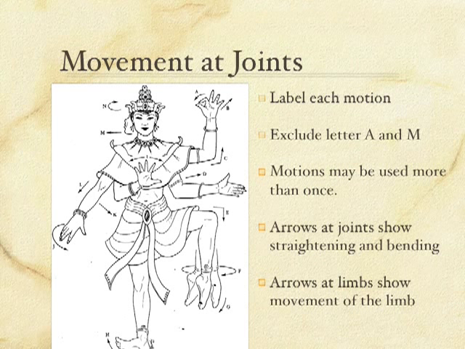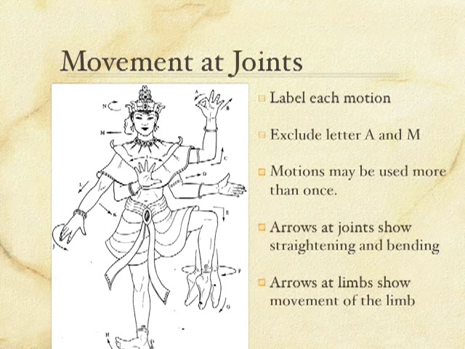Now here are the guidelines. You're going to label each motion. Each letter here represents a motion. Skip letters A and M. Those are two motions we haven't talked about. You may use the motion words more than once. If an arrow is right next to a joint, that arrow is saying the joint is doing what the arrow shows. If the arrow is bent, it's saying the joint is bending. If the arrow is straight, it's saying the joint is straightening.